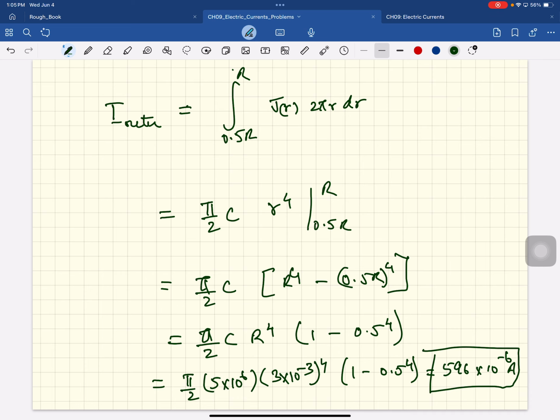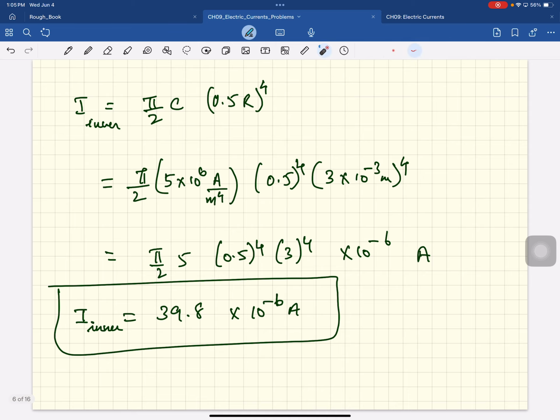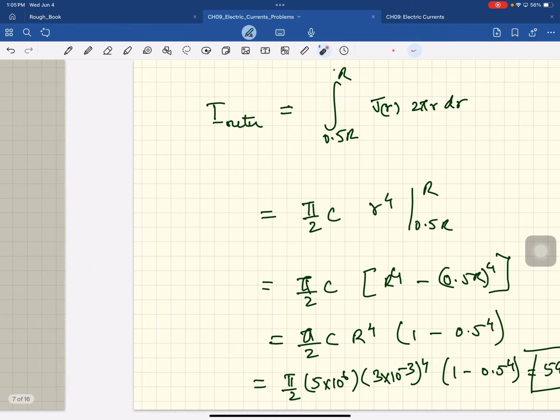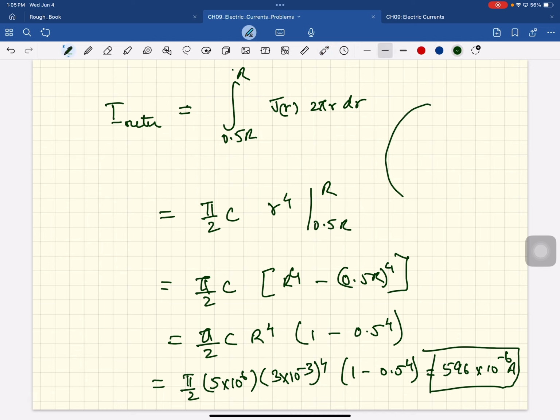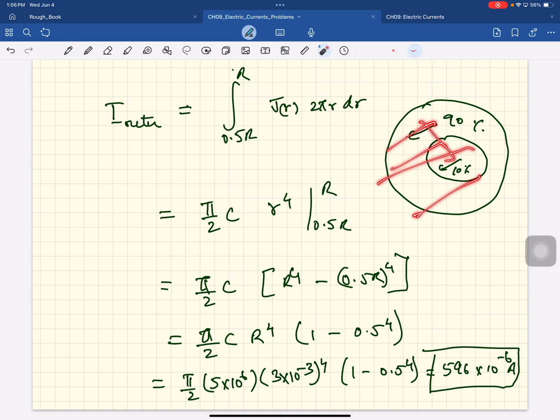Okay, 600 microamps. And here it's 40 microamps, so not even 10%. So what we have shown is, there's the cross section of the wire, and through here is 10% of the current, and 90% of the current is flowing through the outer part. Now, in real wires, I believe DC current flows evenly through the wire, but as the frequency increases, AC current for high frequencies flows in the skin.